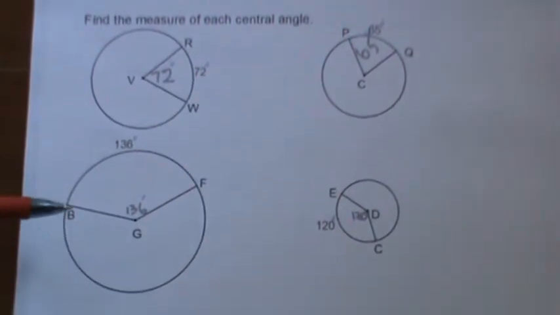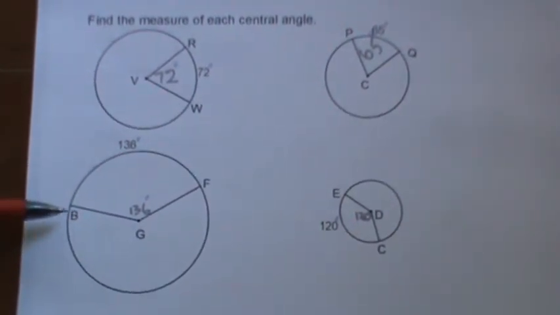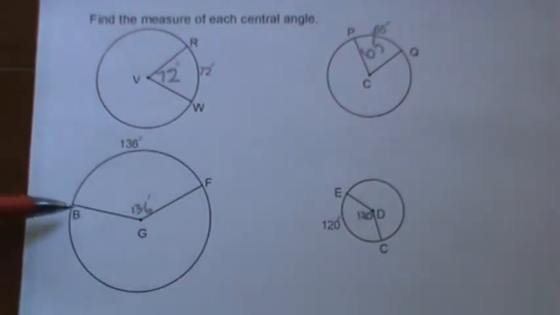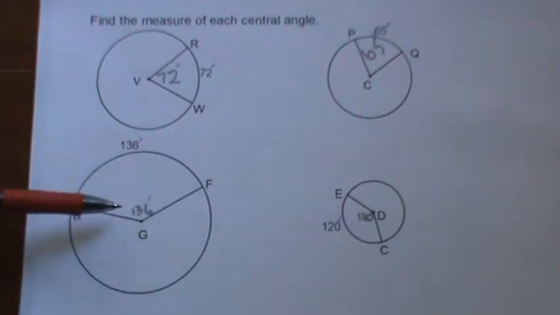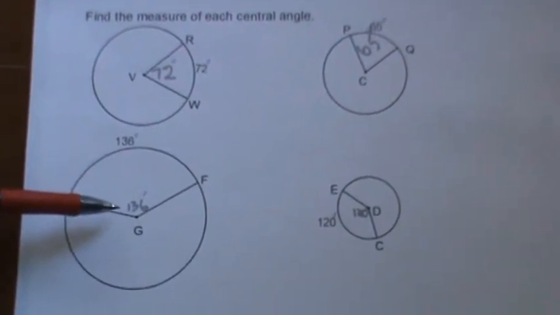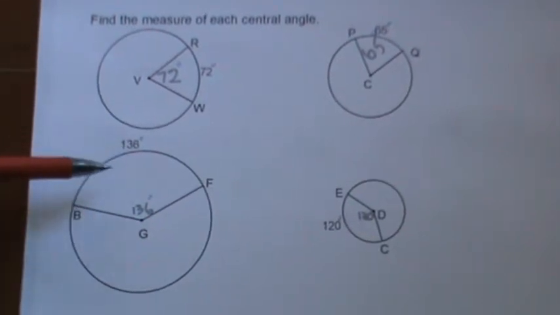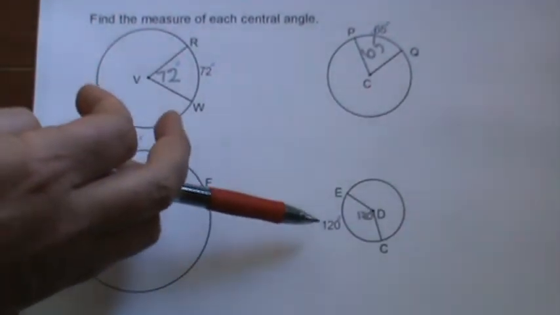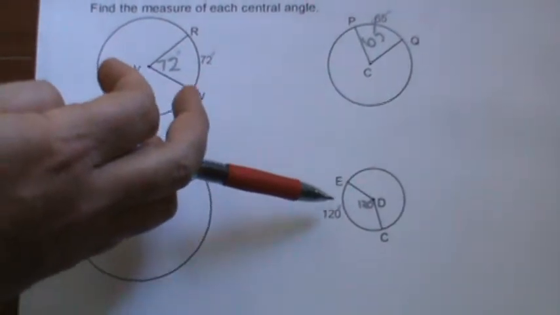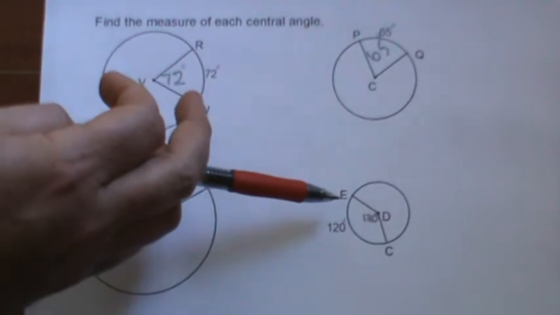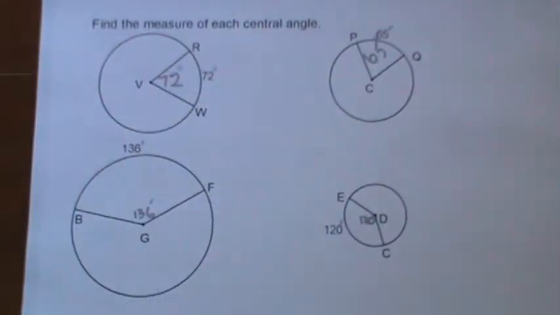Down here in the lower left, I'm given that the measure of arc BF is 136 degrees. So I know that the measure of angle BGF is 136 degrees. Remember, the measure of the central angle is equal to the measure of the intercepted arc. Down here in the lower right, I'm given that the measure of arc EC is 120 degrees. So I'm able to conclude that the measure of angle EDC is 120 degrees.